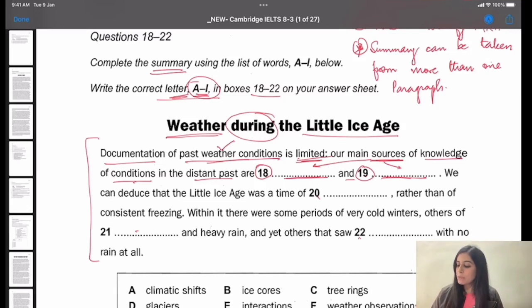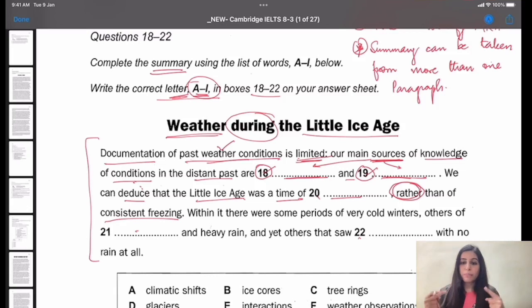So it says our main sources of knowledge. There are two sources of knowledge of the weather conditions in the distant past, and those are supposed to be written in 18 and 19. Okay, we can deduce that the little ice age was a time of dash rather than of consistent freezing.